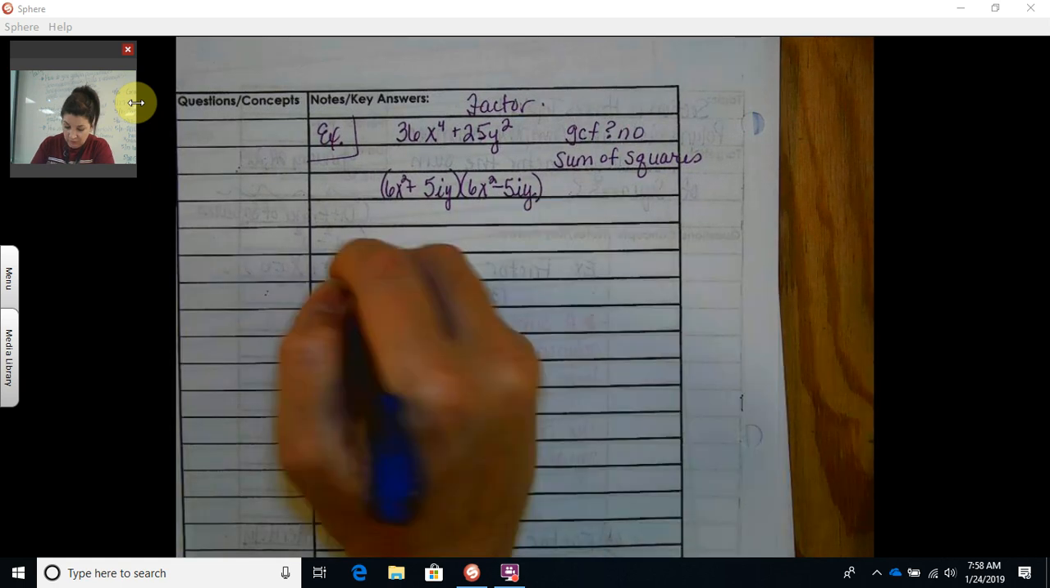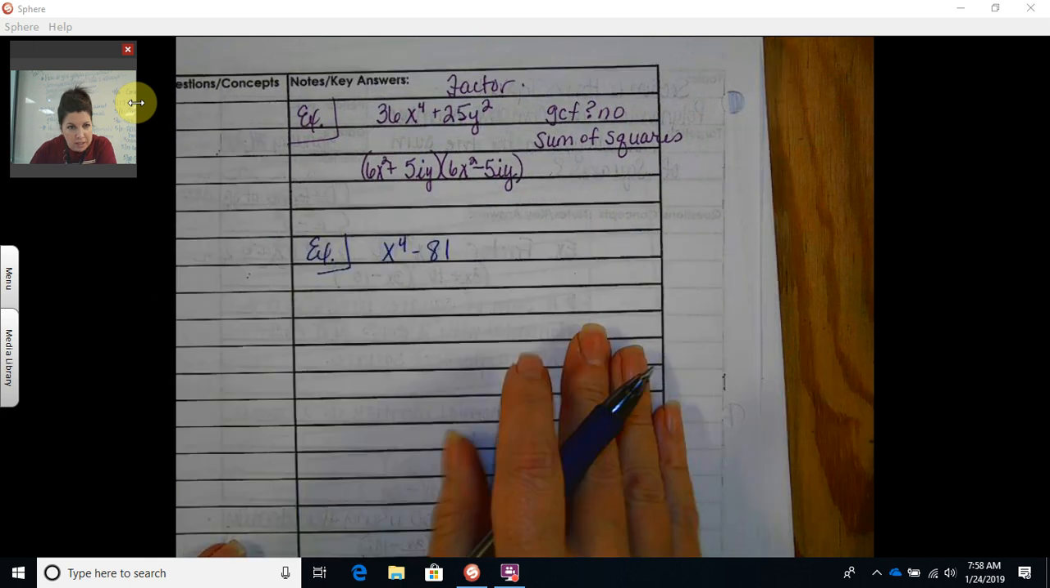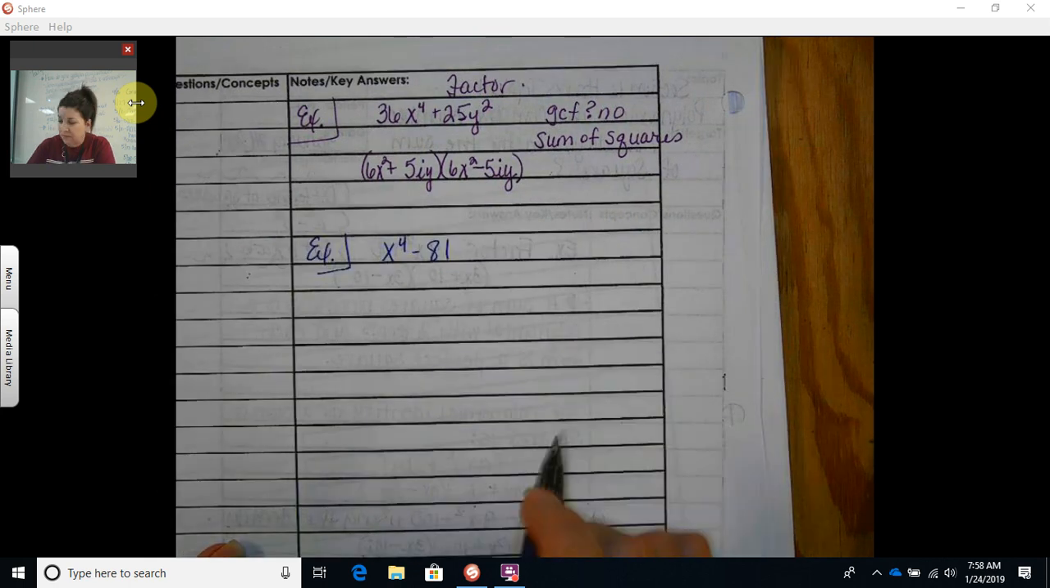All right, let's check this one out. x to the fourth minus 81. Is that a sum of squares? That's a difference of squares.